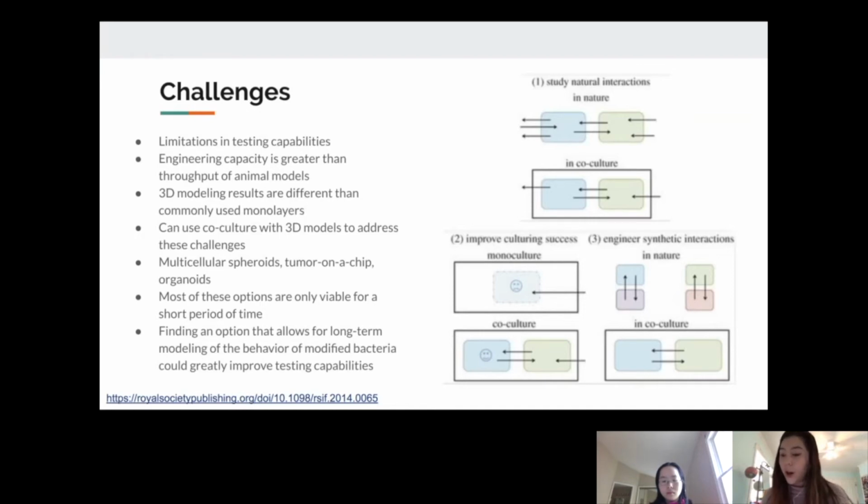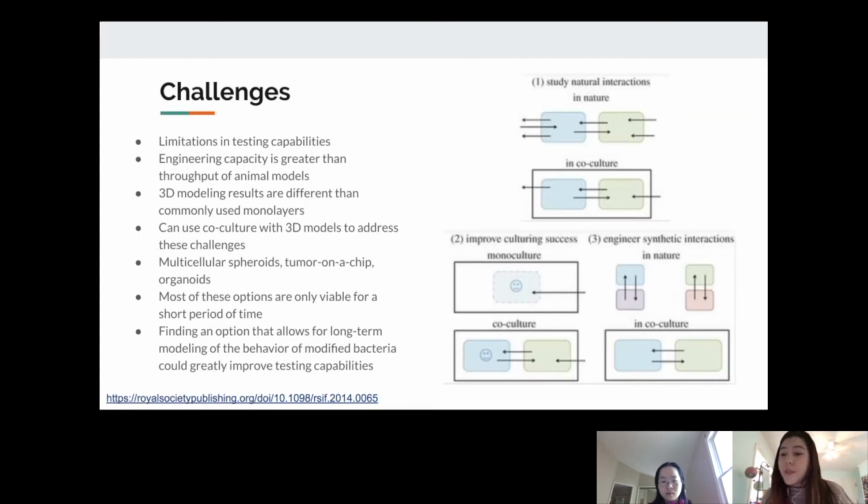Co-culture of bacteria with mammalian cells is a good platform to study the performance of engineered cells in vitro. However, it has its own limitations as well. So first, what is co-culture? Co-culture is basically growing two or multiple different types of cells in the same medium. There are several different ways that we can think about co-culture. If we look at this diagram, we can use it to study natural interactions that happen by placing two types of cells that are normally interacting with each other into a co-culture.